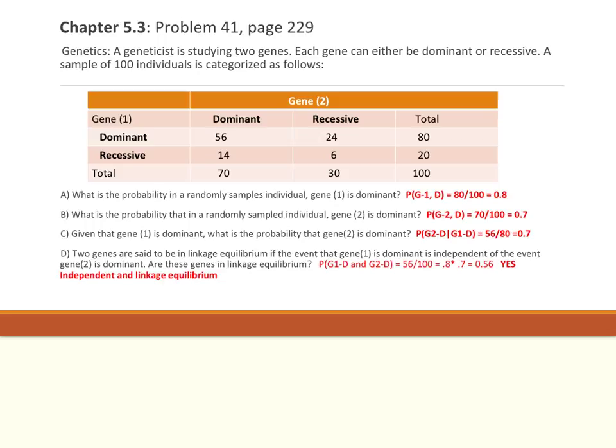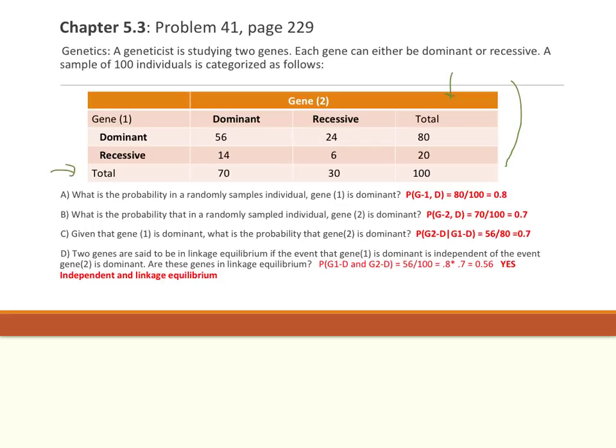Here is your table of interest, and you will notice we have marginal totals on either side here, both row and column marginal totals, and they will help us calculate the conditional probabilities. Question A is, what is the probability that in a randomly sampled individual gene 1 is dominant?